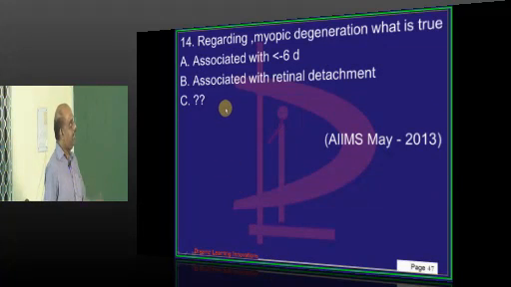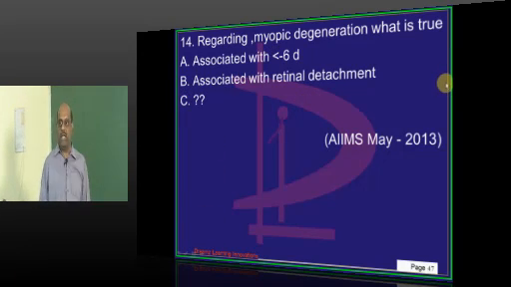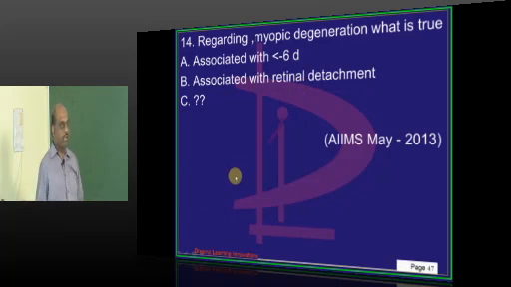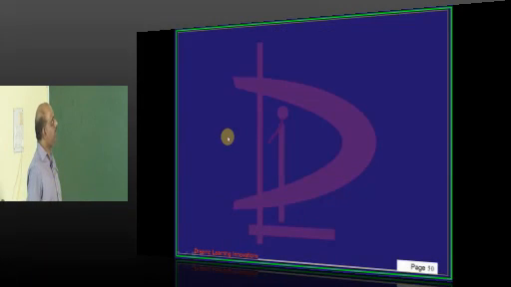Okay. Then regarding myopic degeneration, it is associated with more than 6 diopters or less than 6 diopters? More than 6 diopters. And it leads to retinal detachment due to degeneration. So B is the answer. Any other options? If you remember, just fill up the blanks.